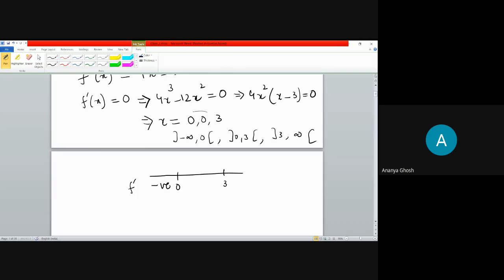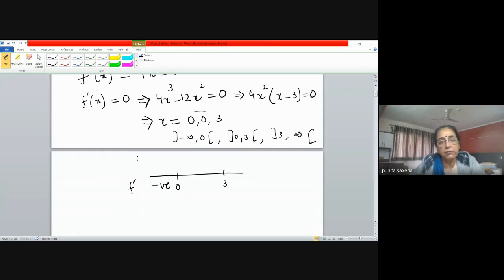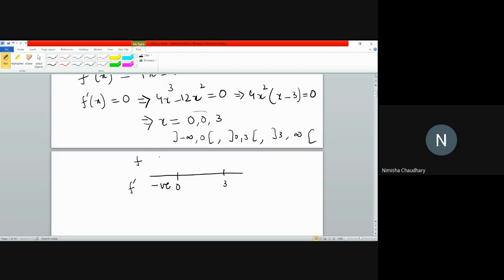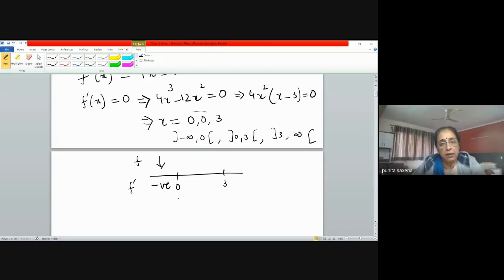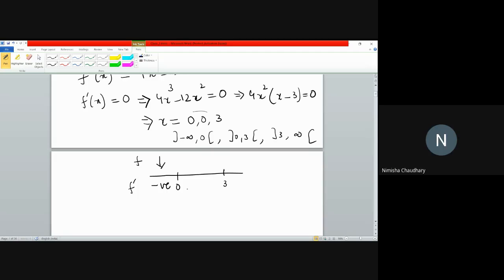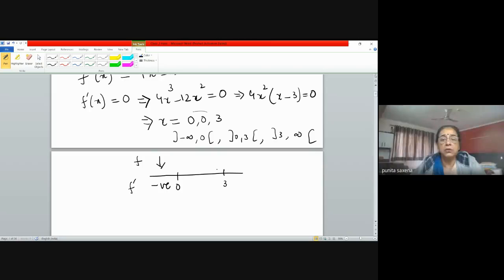Negative. If f dash is negative, then what is the behavior of f? Decreasing. So I put this sign. Okay, what about 0 to 3? Negative. Decreasing.